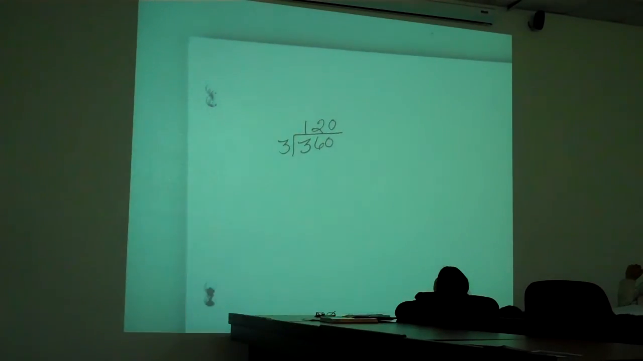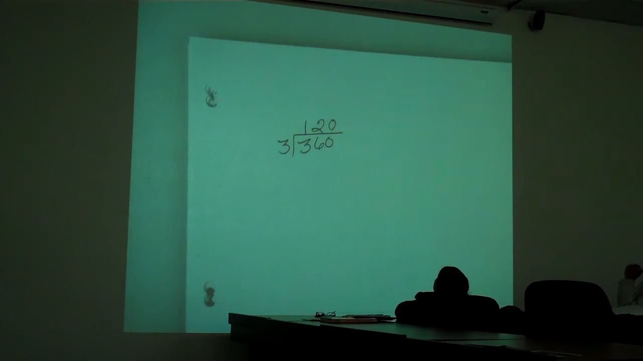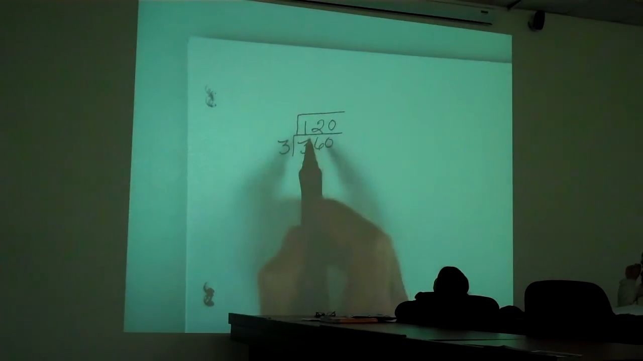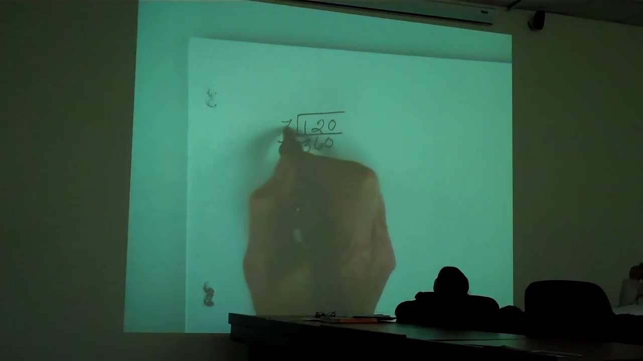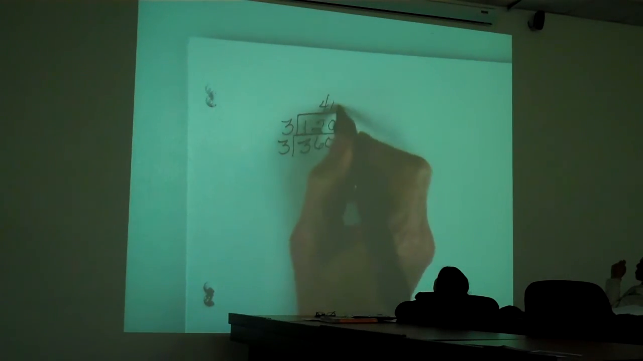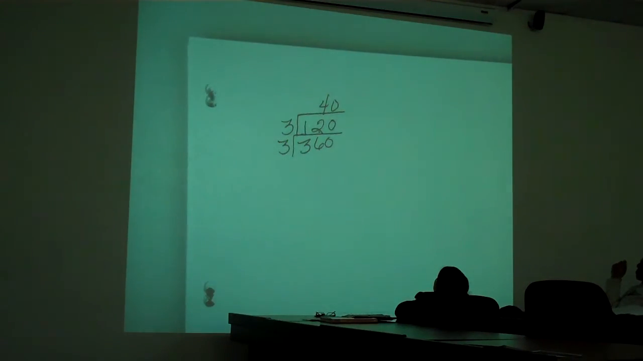Okay, so 3 will go into it. 3 goes into 3, 1. 3 into 6, 2. Don't forget to bring that 0 up. 3 times 120 is 360. Will 3 go into that? Yes. 3 goes into 12, 4 times, bring that 0 up. No more 3s, huh? 3 won't go into 40.